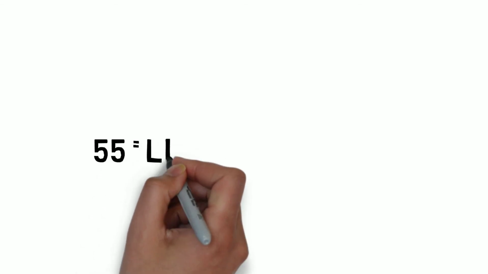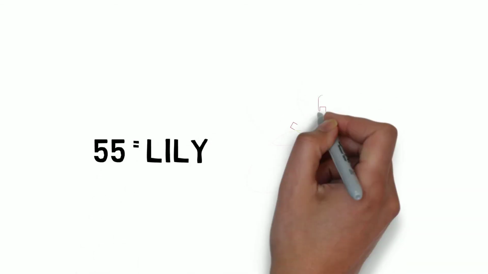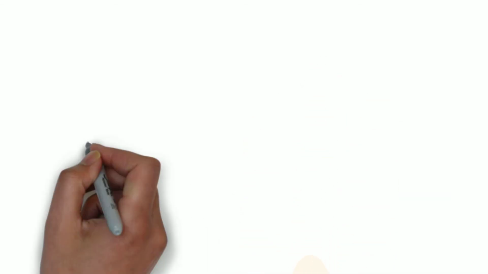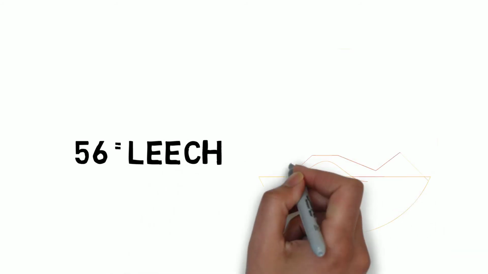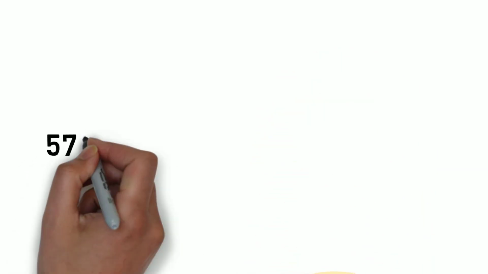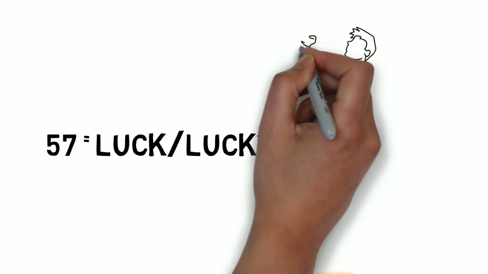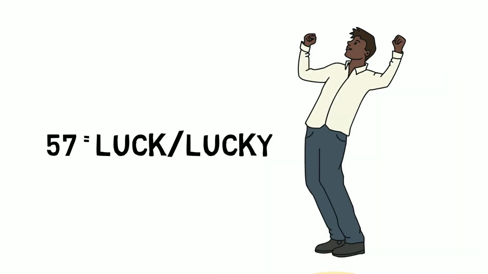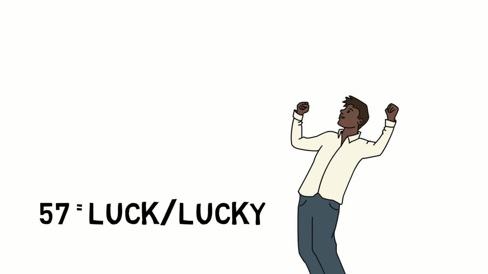A lily flower represents 55 for me. I imagine looking at a beautiful lily floating on a pond. For 56, I use the word leech. I picture a blood-sucking leech for 56. Next is 57, and I use luck to represent it. I imagine having all the luck in the world.